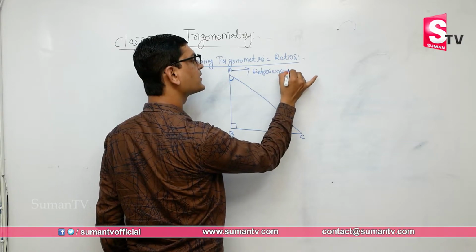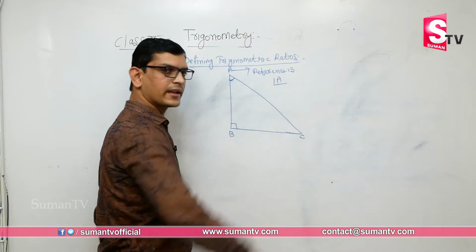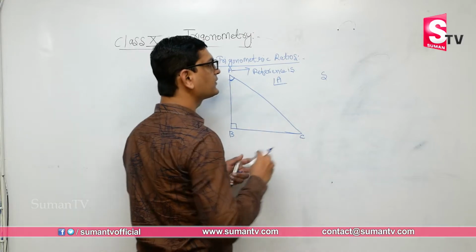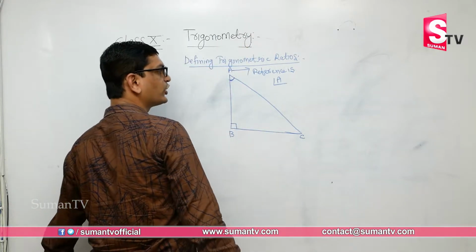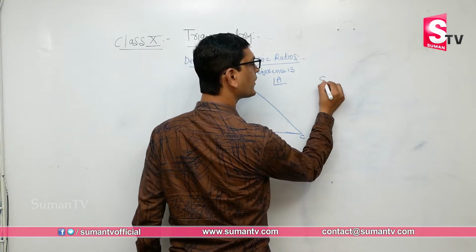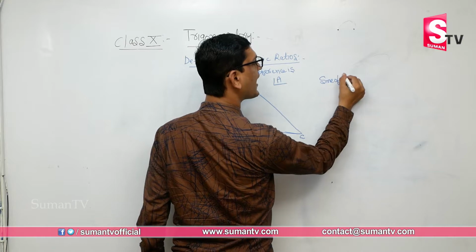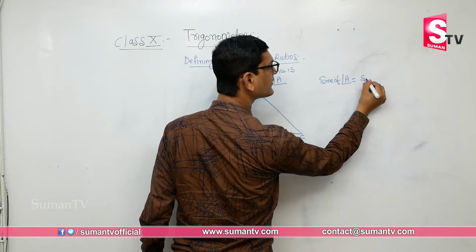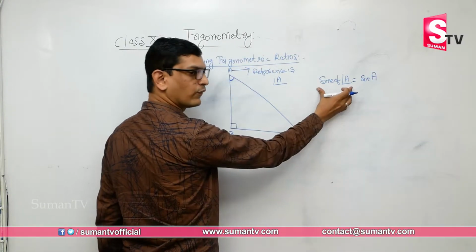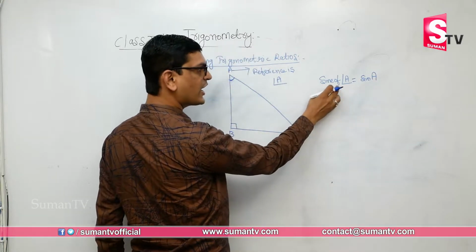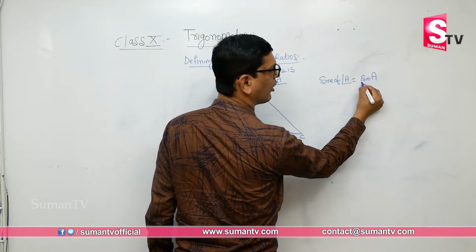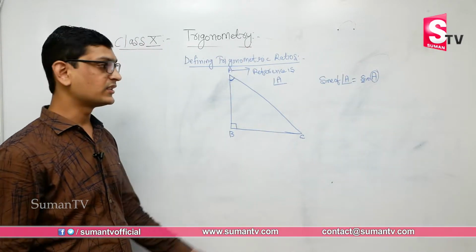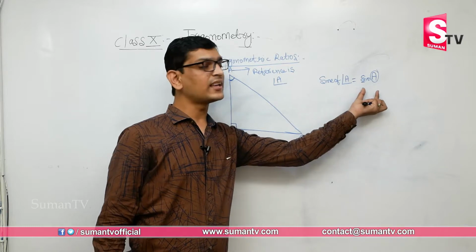Now let me go through it. So the first trigonometric ratio is sine of angle A, which is nothing but sine A. This is the full form, and this is the short form. Sine of angle A is written as sine A. Obviously, S can be small, but the angle that you're writing should always be in the capital letter.